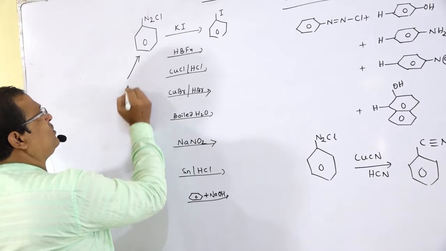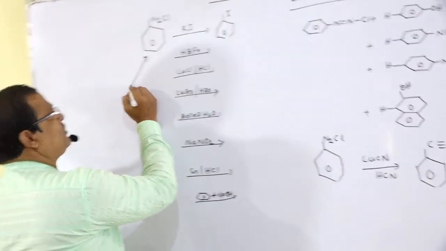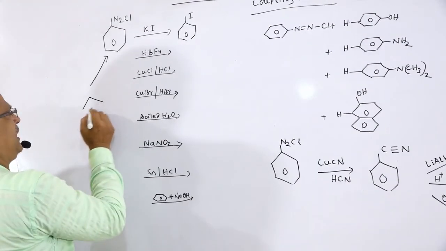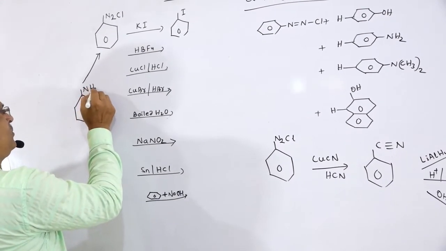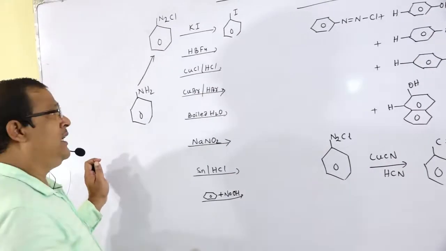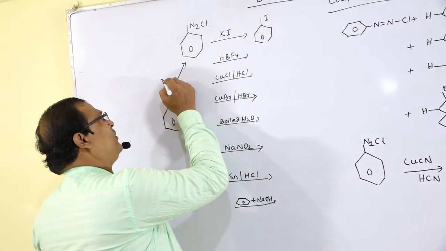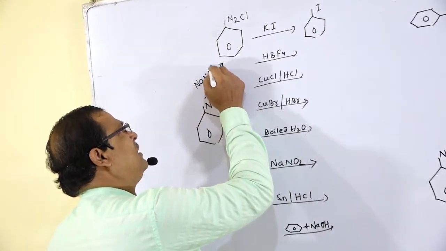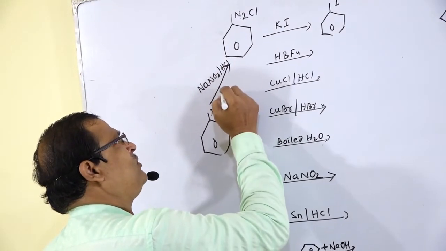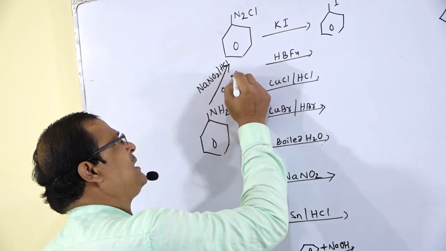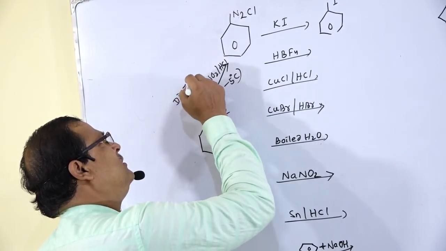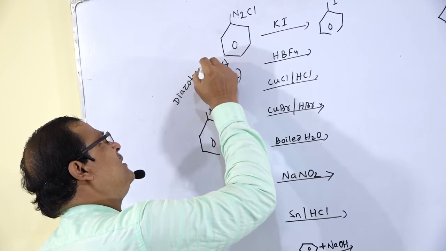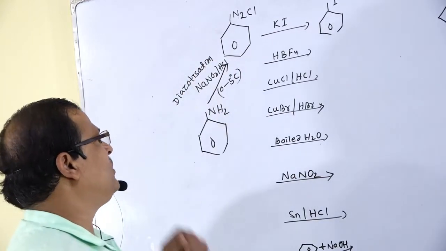This compound is produced by taking aniline, benzene having NH2, with NaNO2 and HCl at about 0 to 5 degrees centigrade. This process is known as diazotization.